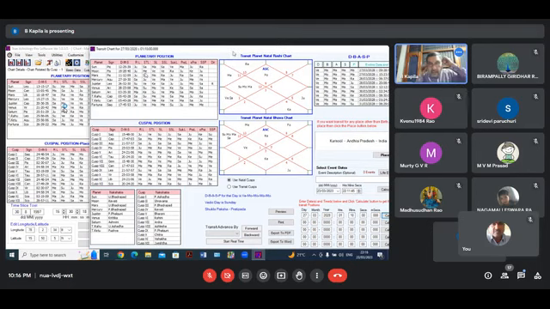Now back. Am I audible? Yes, sir. So now, the next important point is that the 7th sub-lord should be linked to the moon star lord. Now, the 7th sub-lord is moon. It means the moon star lord can be moon.